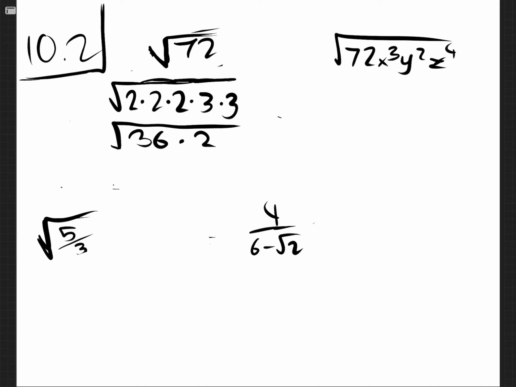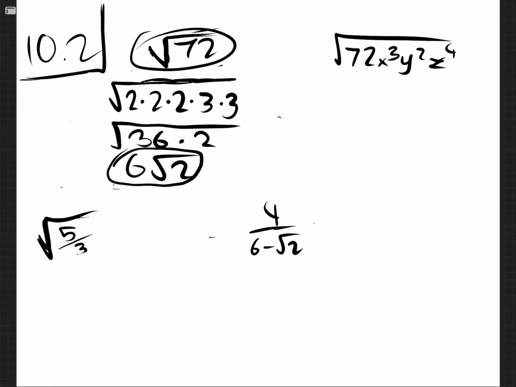And then to take out 36, we basically just have to take the square root of 36, which is 6, and then we can bring it out. So we have 6 times root 2, or 6 root 2, and that's your final answer for this right here.